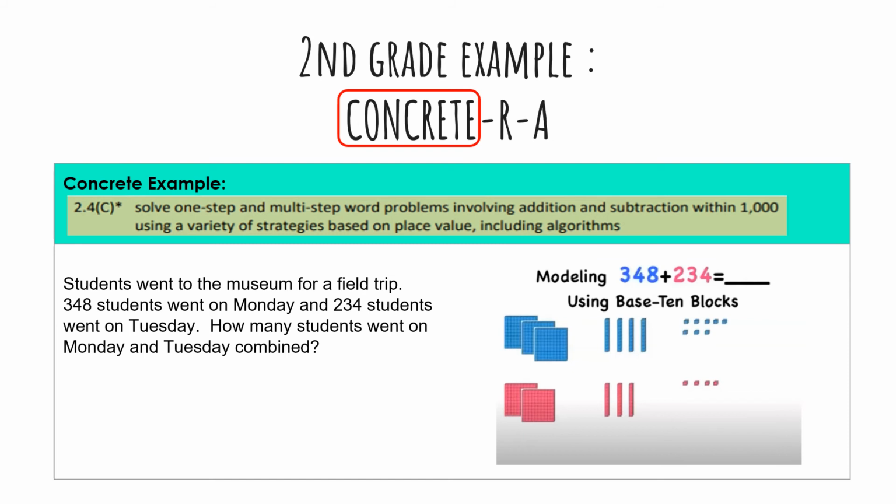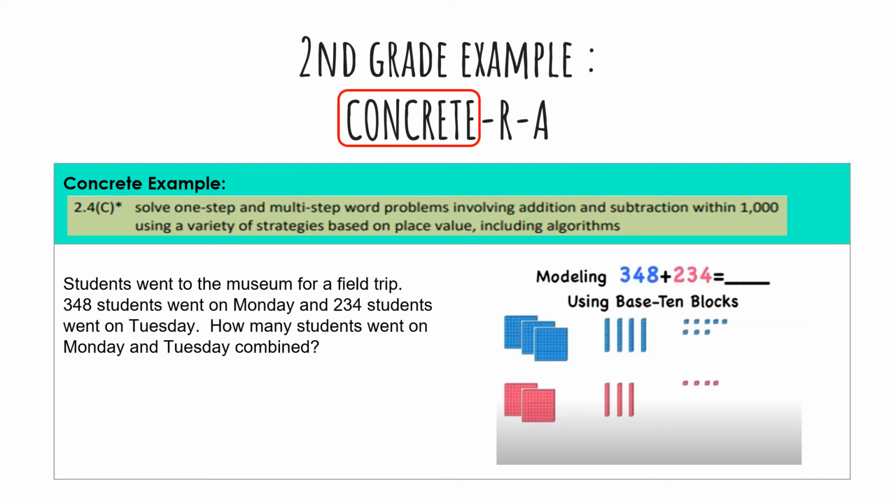Now let's take a look at a second grade concrete example. Students are going to solve a one-step addition problem within 1,000 using a place value base 10 blocks strategy. So the problem reads, students went to the museum for a field trip, 348 students went on Monday, 234 students went on Tuesday. How many students went on Monday and Tuesday combined?